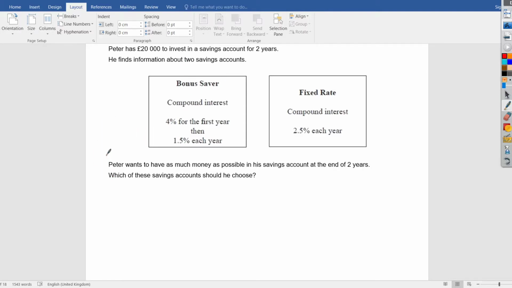So let's start with the bonus saver, and see what we're going to get. We're investing 20,000. For the first year it gets 4%, so after the first year he has his original amount, which is 100%, plus the 4%, so that gives me 104%. So I'm going to multiply that by 104%.